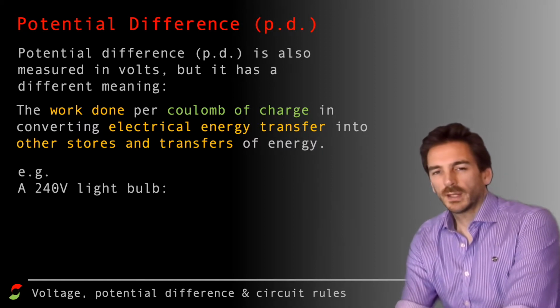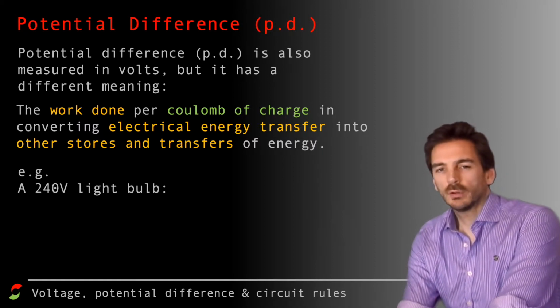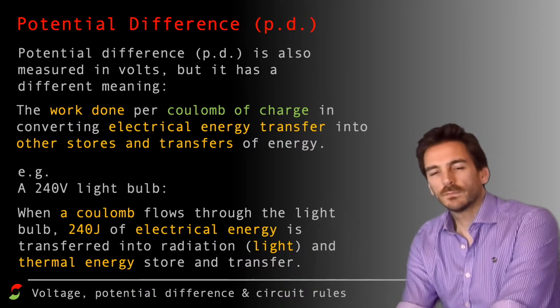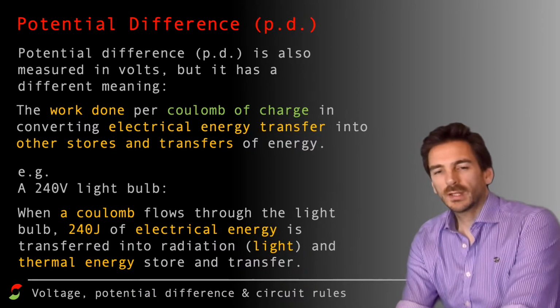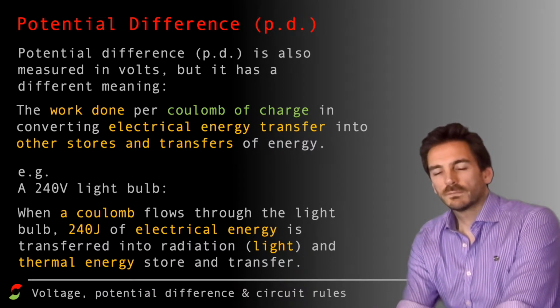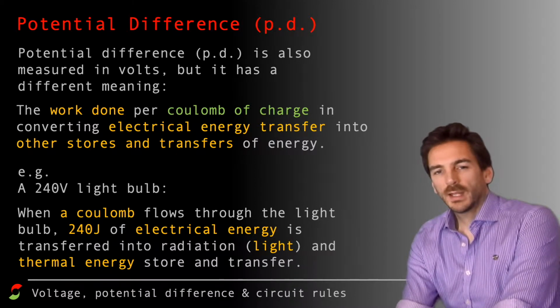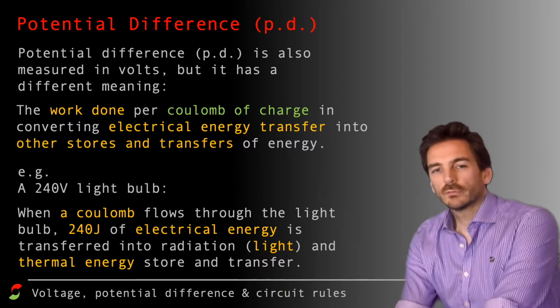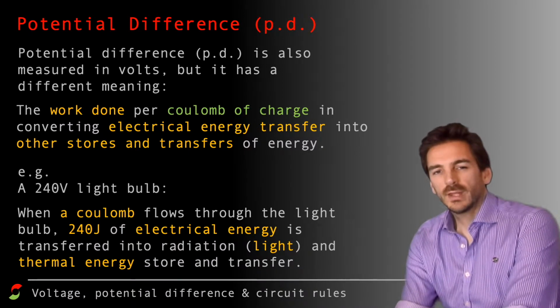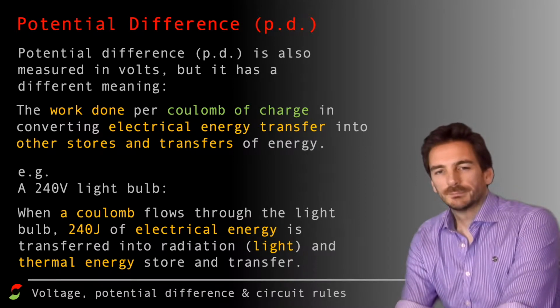So, to give you an example of that, let's say we've got a 240 volt light bulb. That means that light bulb, when a coulomb flows through it, will do 240 joules of work for every coulomb that flows through it. As that coulomb approaches the light bulb, it will have 240 joules of electrical energy. And when that coulomb gets to the light bulb, that 240 joules of electrical energy will be converted into a mixture of light energy and thermal energy.